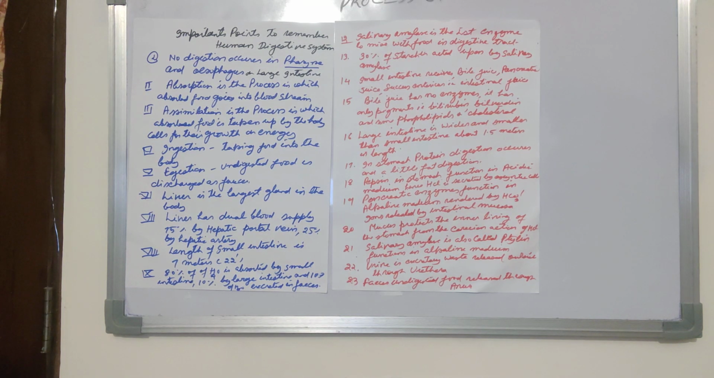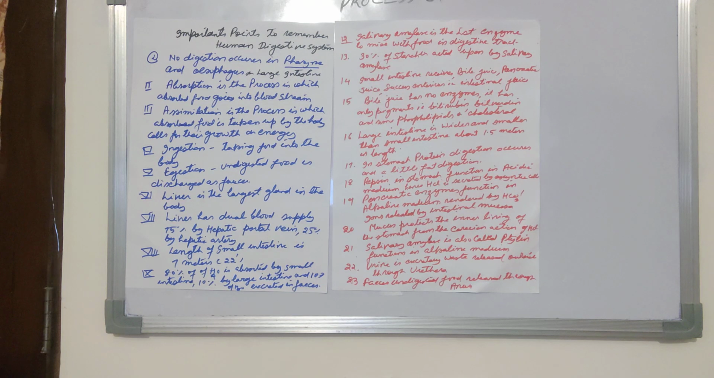Salivary amylase is also called ptyalin. It functions in an alkaline medium. Urine is the excretory waste product released through the urethra. Feces are the undigested food released through the anus to the outside.